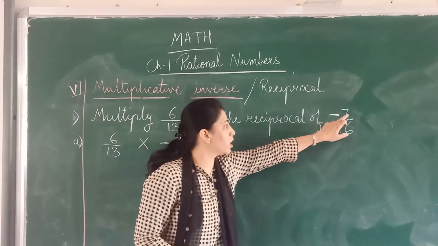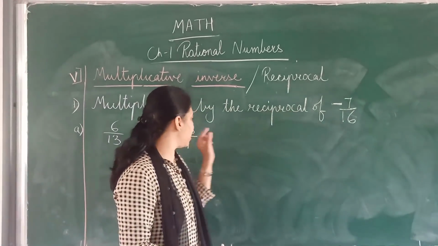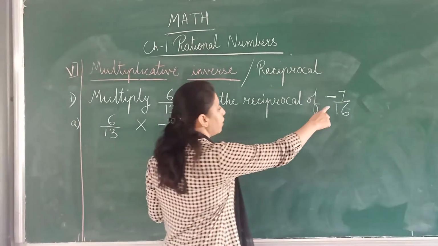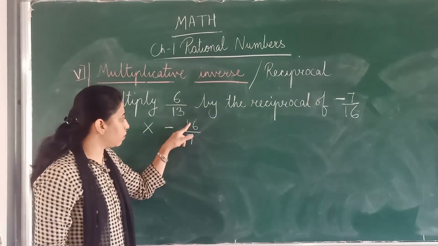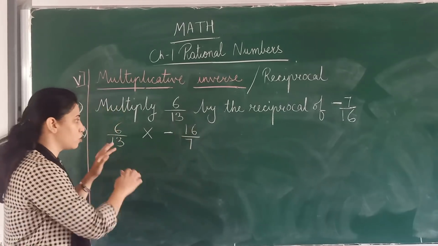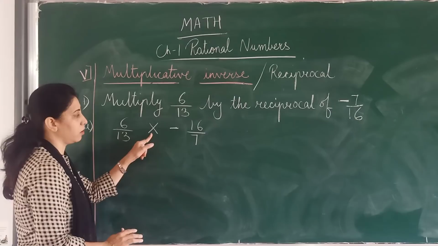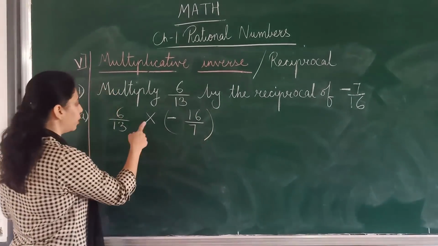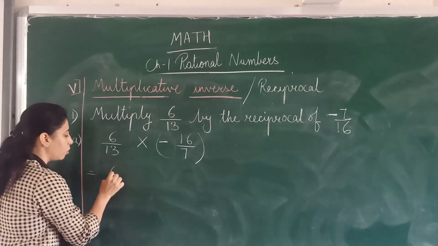So you have to do the reciprocal of minus 7 upon 16. Minus sign write as it is, and 7 will come in the denominator's place and 16 will come in the numerator's place. So we have got the sum. Now what we have to do? Multiplication is your main sign. So this can go in the bracket. You have to multiply. So how are you going to multiply now?